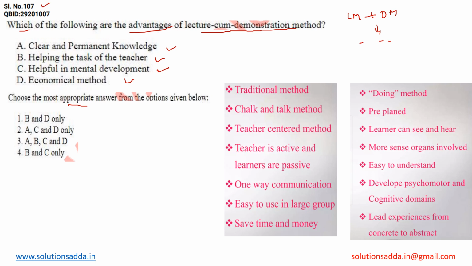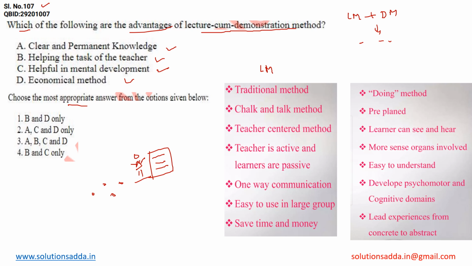In order to answer this question, we must know the difference between lecture method and lecture-cum-demonstration method. The lecture method, which is usually called the traditional method of teaching, is where a teacher stands in front of the board and teaches the students. The teacher writes the facts and information on the board and explains the topic, and students listen to the teacher and write down all the notes in their notebook. Only the teacher actively participates in the teaching-learning process.